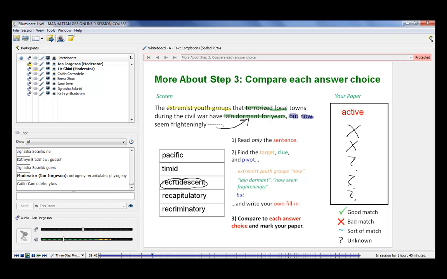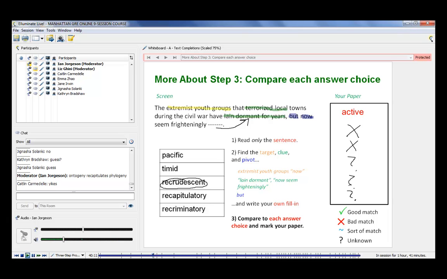And then the final one, recriminatory. Jignasha took a good guess that it meant to become a criminal again, but it doesn't actually mean that. Anybody know recriminatory? All right, I'm going to take the deafening silence as a no. Recriminatory means relating to an accusation against another person.